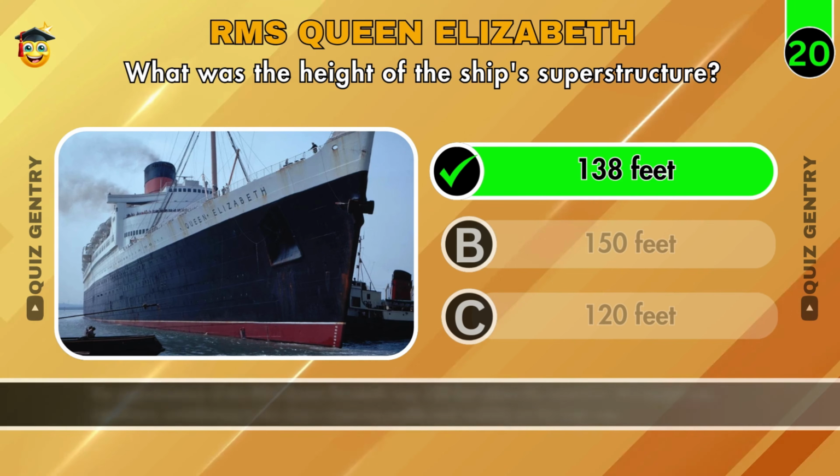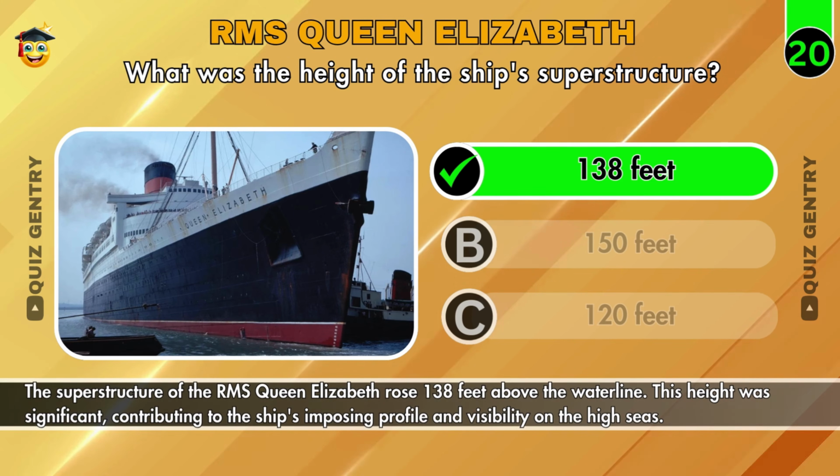138 feet. The superstructure of the RMS Queen Elizabeth rose 138 feet above the waterline. This height was significant, contributing to the ship's imposing profile and visibility on the high seas.